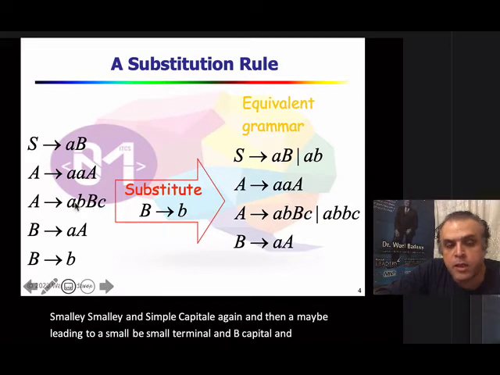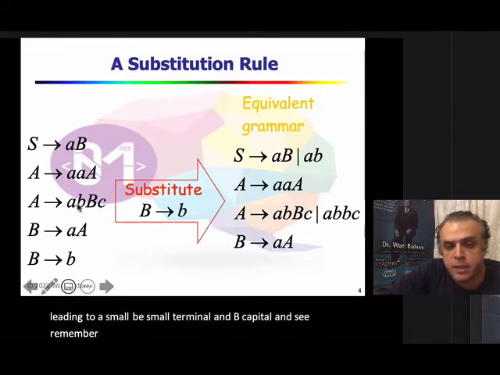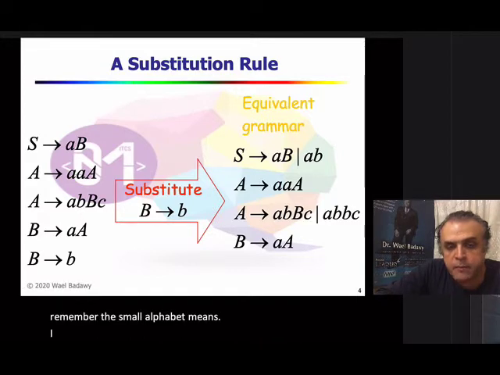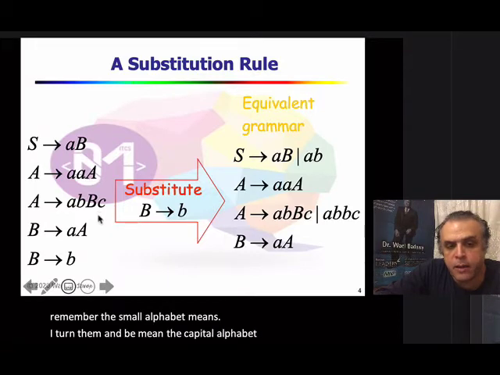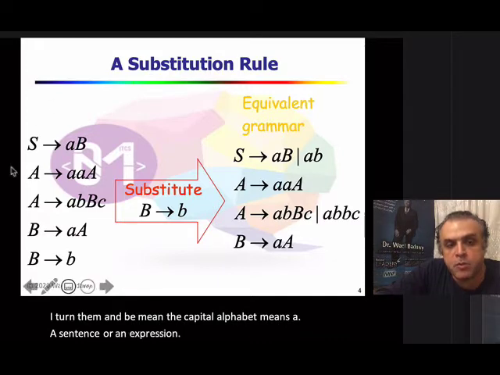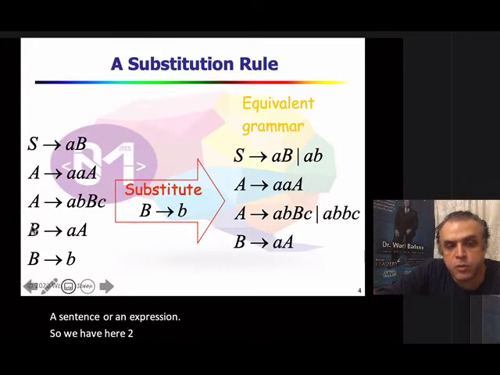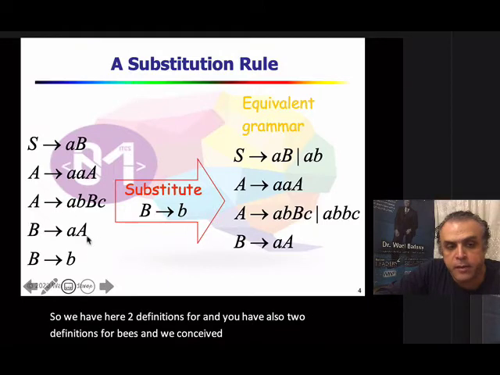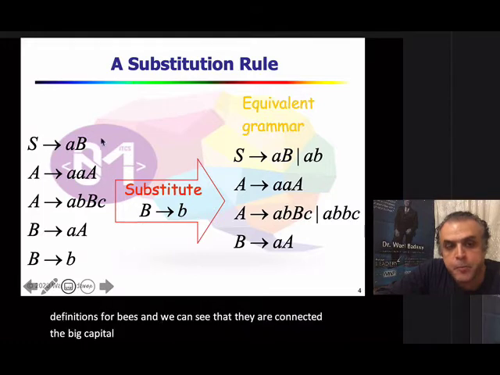Remember, the small alphabet means a terminal, and the capital alphabet means a sentence or an expression. So we have here two definitions for A's, and we have also two definitions for B's, and we can see that they are connected, the capital A with the capital B.